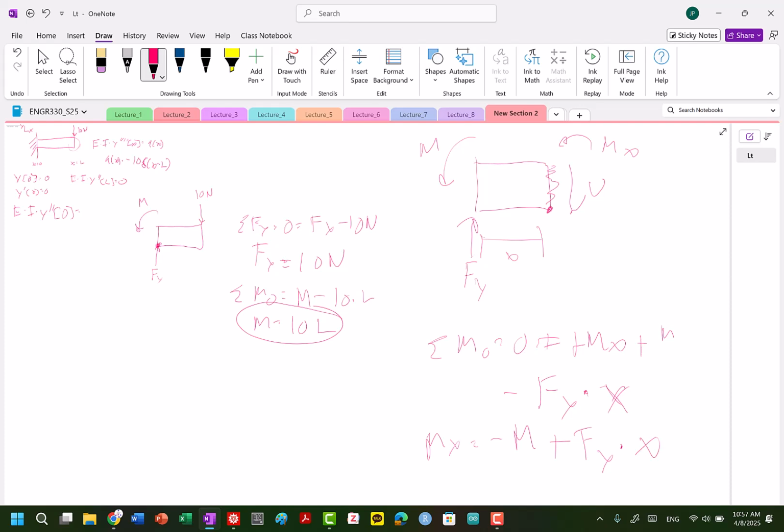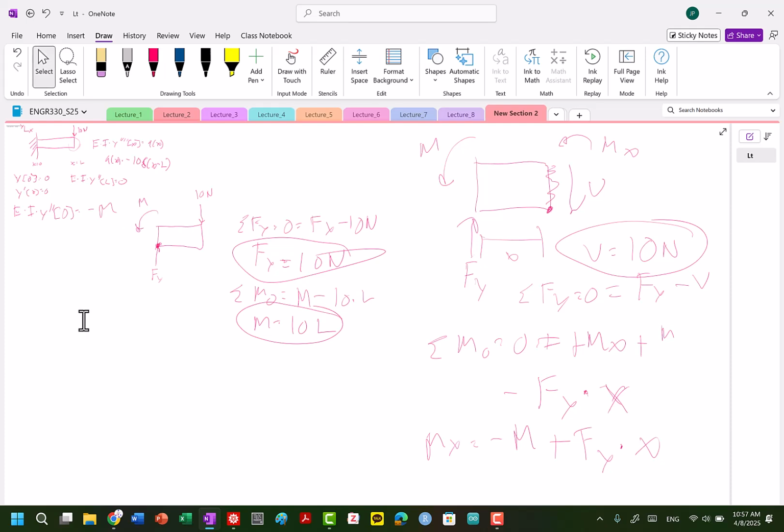So what's the moment at 0? Well, this reduces, so now I'm just left with minus M, and we've already defined that M is equal to 10L, so we can solve it there. But what about our shear moment? Well, I can do the sum of the forces in y must be equal to 0, and that's going to be equal to F of y minus V. So then my shear V is going to be equal to 10 newtons, or F of y, because F of y is equal to 10 newtons here.